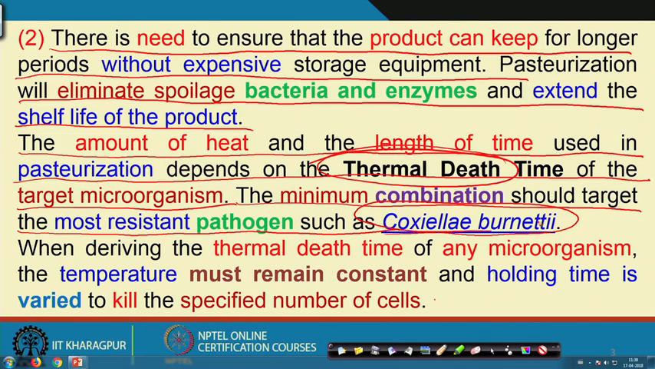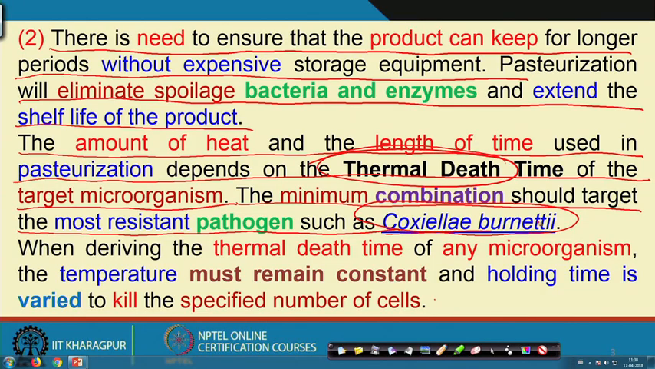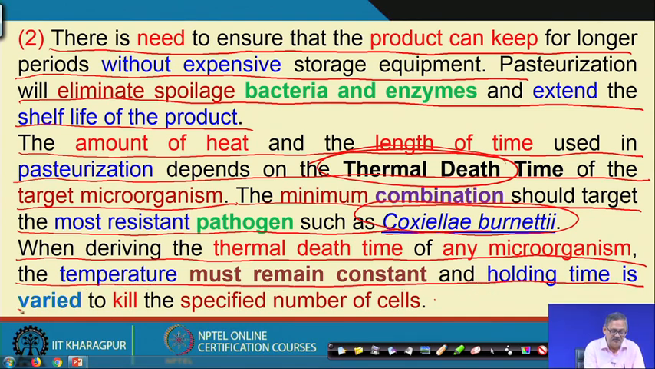So, we said one is Clostridium botulinum, another is Coxiella burnetii, right. So, this target organism can be killed by the pasteurization process. So, you must know the thermal death time of this organism, that is Coxiella burnetii. Okay. Then, when deriving the thermal death time of any microorganism, the temperature must remain constant and the holding time is varied to kill the specified number of cells.